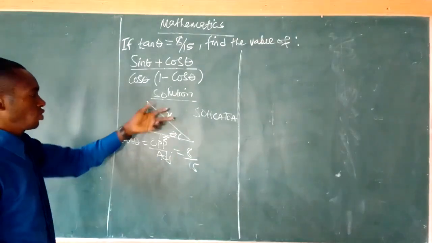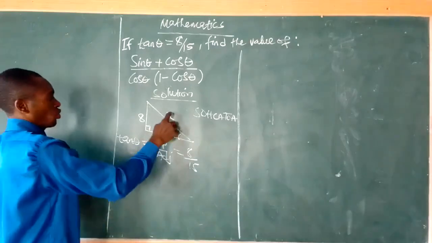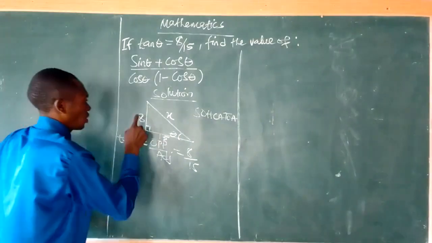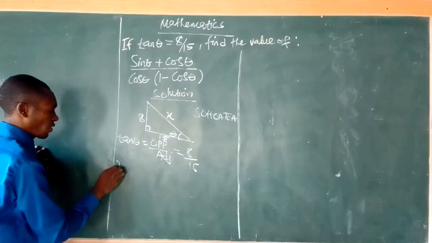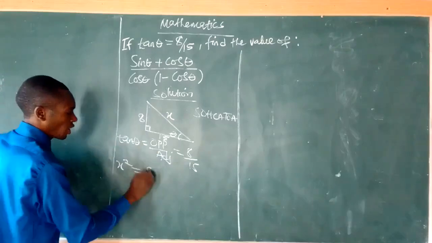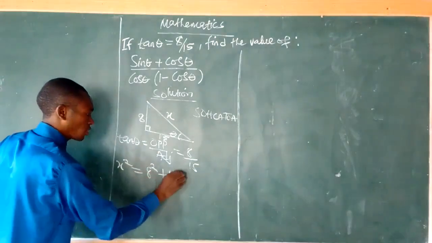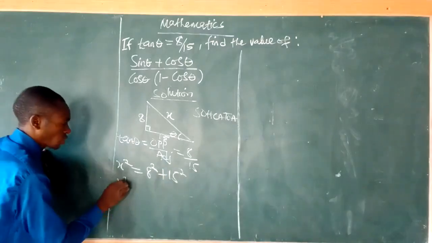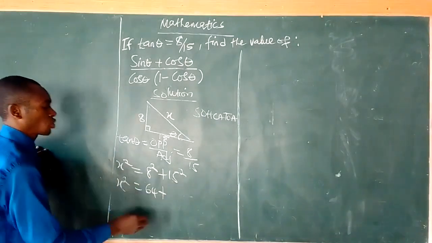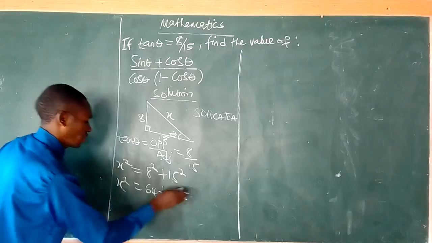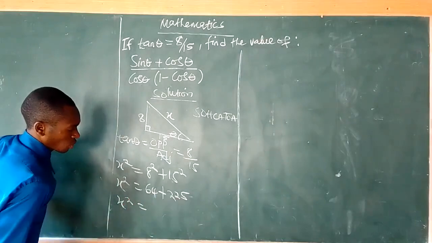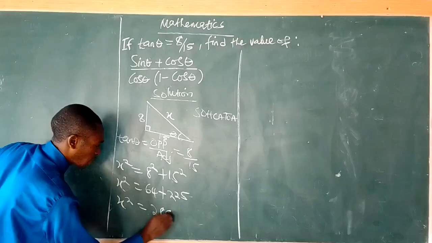We have to get this value using Pythagoras' rule. We square this and square this, sum them together, then look for the square root. So we have x squared, the longest side squared, equals 8 squared plus 15 squared. 8 squared is 64 plus 15 squared is 225. So x squared equals 64 plus 225, which gives us 289.